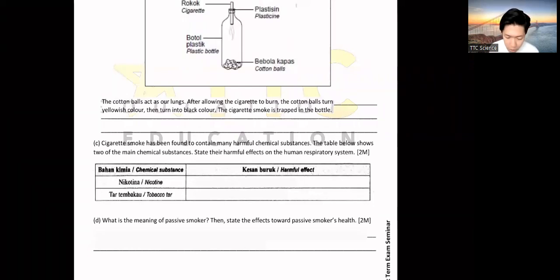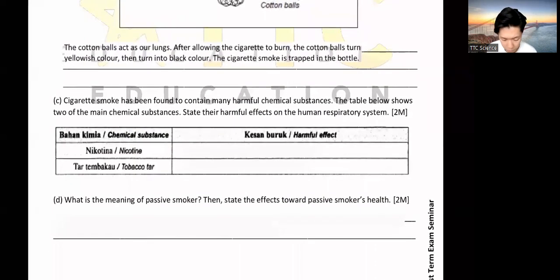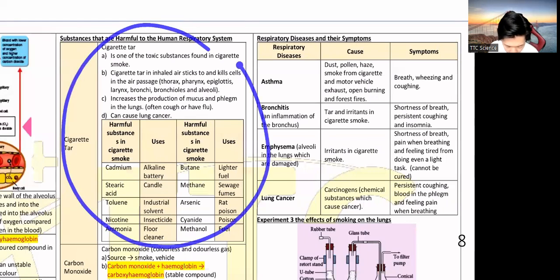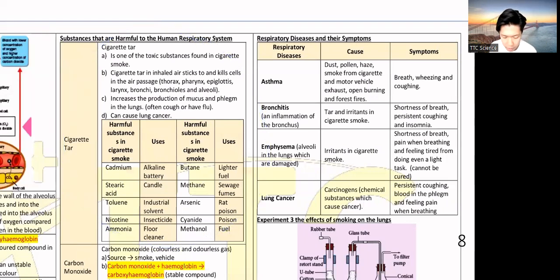Now, write down the effect of the substance for nicotine and tar. These are the two very famous substances. Nicotine is addiction. Tar is lung cancer. If you're wondering where those substances are, it's here. Cigarette tar can cause lung cancer.